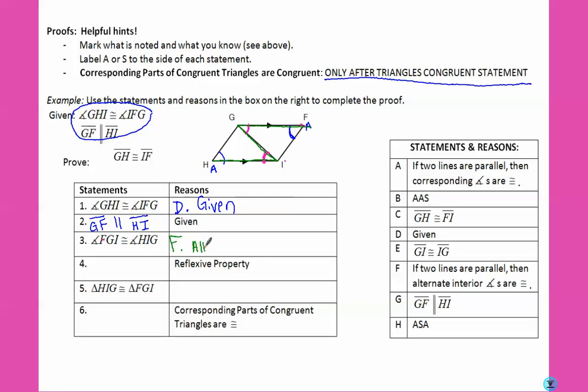And I'm just going to abbreviate alternate interior angles.